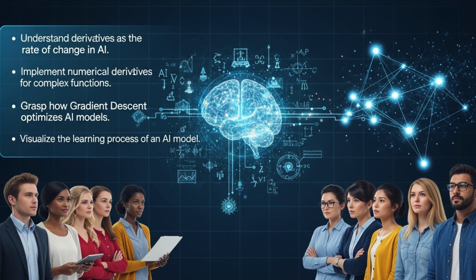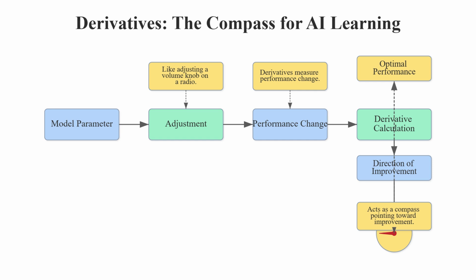By the end of this lesson, you will be able to, first, understand derivatives as the fundamental measure of change in AI model performance. Second, you'll learn how AI systems implement numerical derivatives to handle complex real-world scenarios. Third, we'll demystify gradient descent, the core algorithm that teaches AI models to get better over time. And finally, you'll be able to visualize this powerful learning process, giving you a tangible sense of how AI truly optimizes. Let's get started.